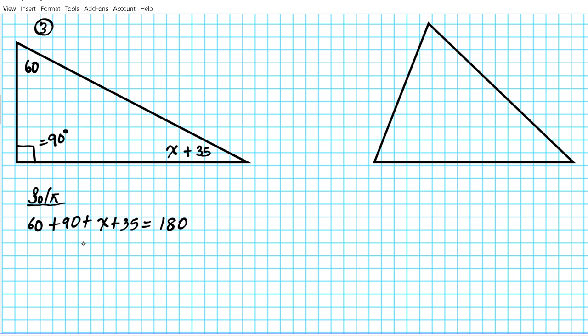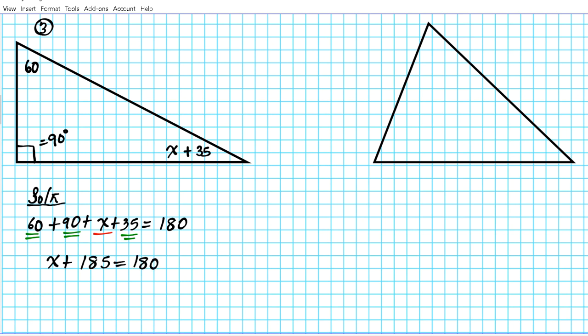Alrighty, so let's solve this resulting algebraic equation. We have only one variable, x in the first degree, plus, and then we're going to combine the constants, 60, 90, and 35. If we add those together, it's going to be 60 plus 90 is 150 plus 35 is 185 equals 180.